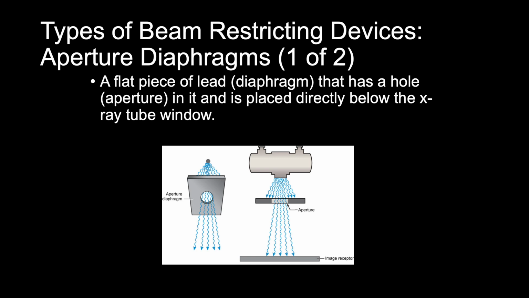So we have the aperture diaphragm in this picture here, and it is the simplest type of beam restricting device. It is a flat piece of lead that has a hole or an aperture in it. It's commercially made and available, as are those that are homemade, hospital made for specific purposes for radiographic units. The aperture device is easy to use. They're placed directly below the X-ray tube window.